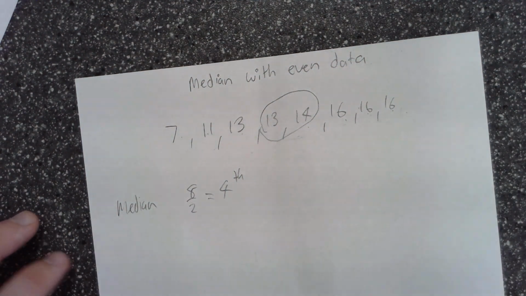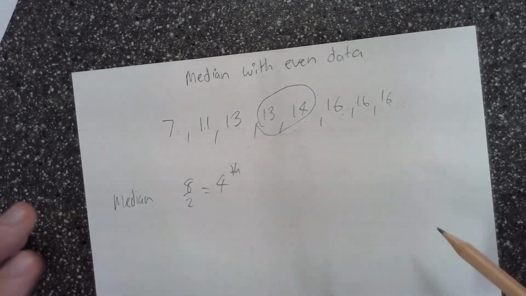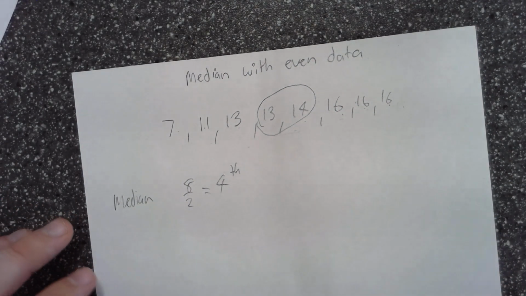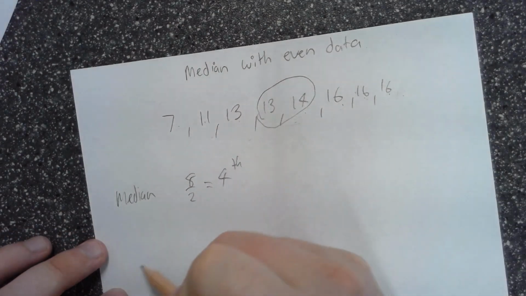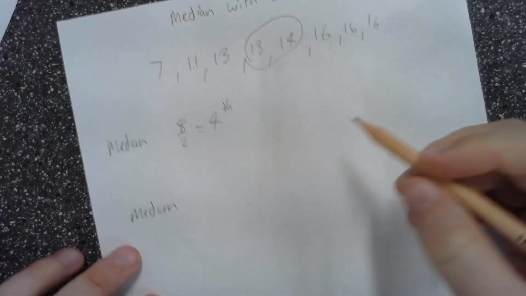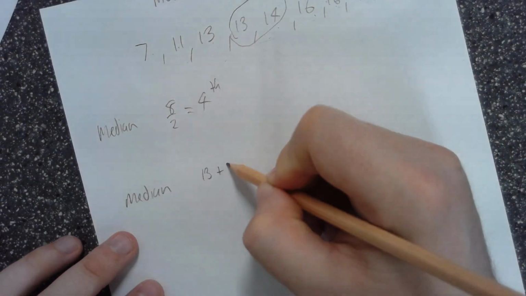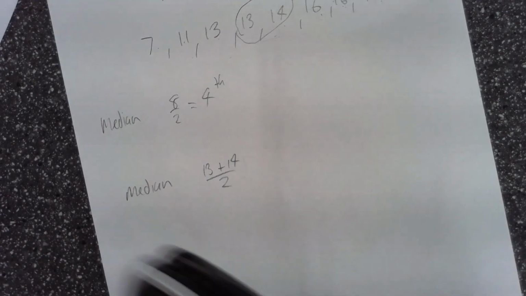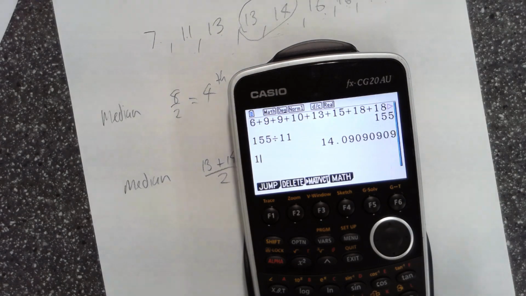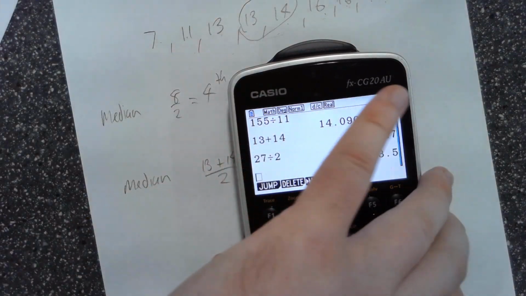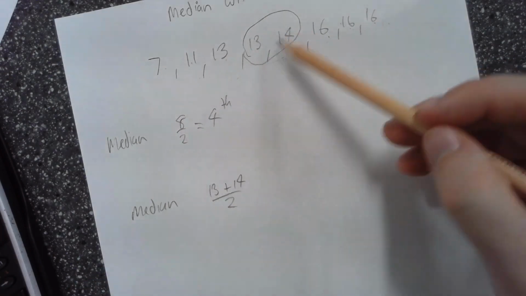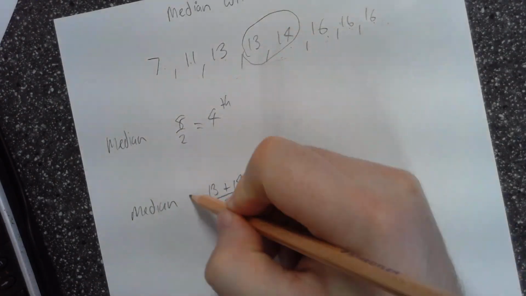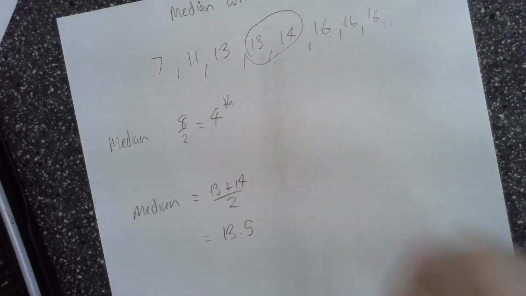Now we're going to look at these two numbers and find the mean of them. We commonly call this the average of them. So we know that the median is going to be 13 and 14 divided by 2. Again, grab our calculator. We're going to go 13 plus 14, get an answer, 27. 27 divided by 2 is 13.5. You can see that 13.5 sits exactly between 13 and 14, so our median is 13.5.